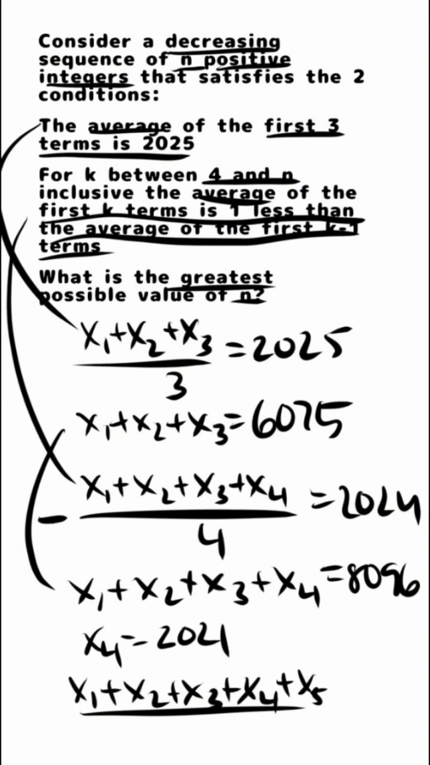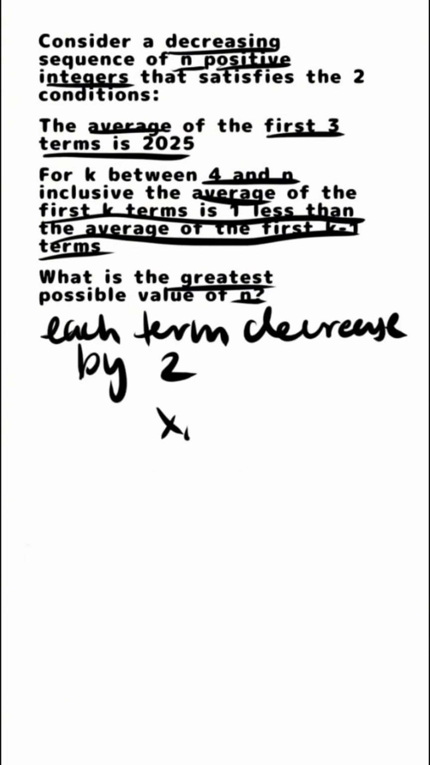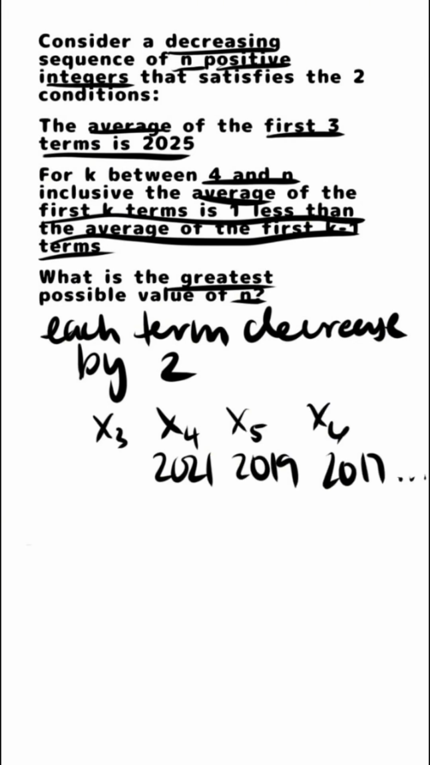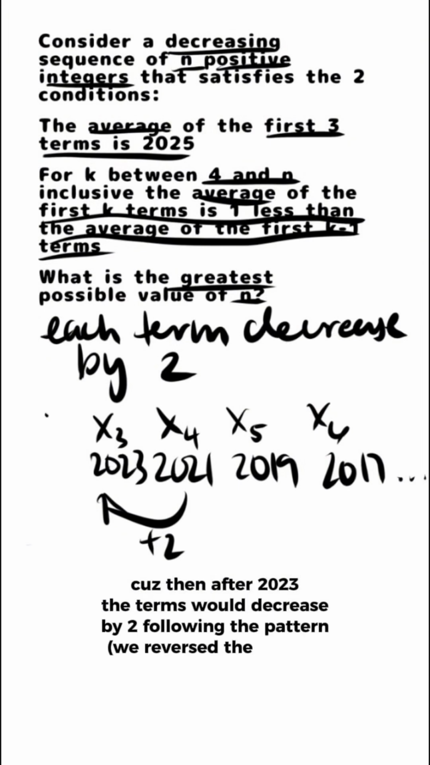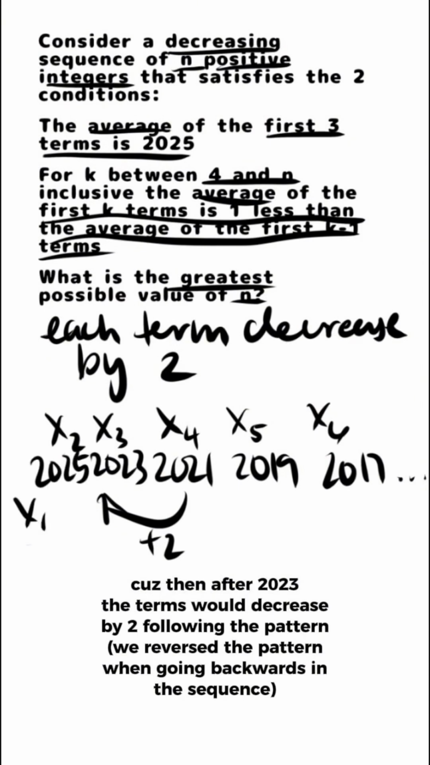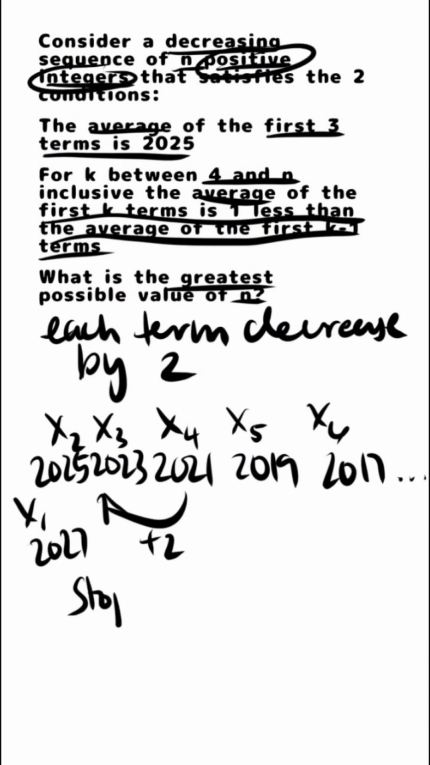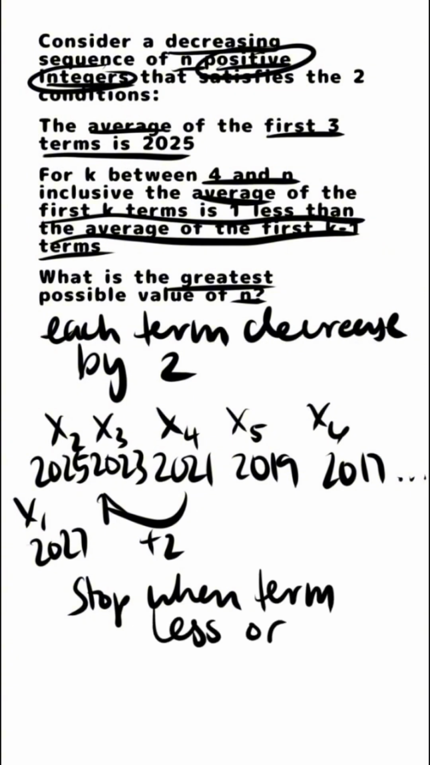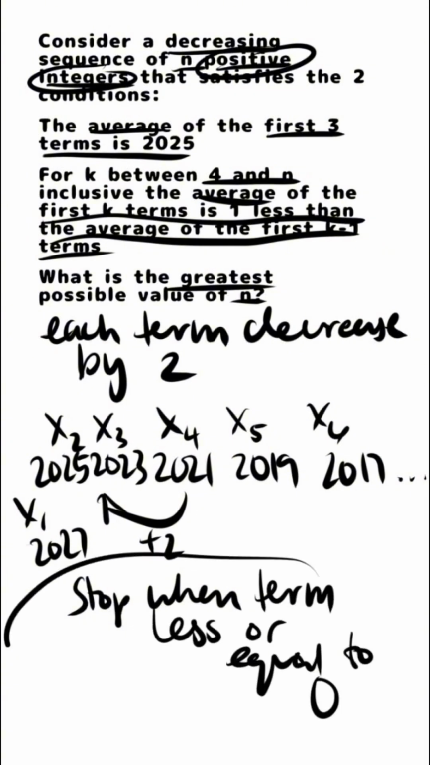Then subtracting this from the first equation, we get x4 equals 2021, then plugging k equals 5 into the second condition and doing the same thing, we get x5 equals 2019. In general, the following terms of the sequence are 2 less than the previous one, so if x4 is 2021, likewise, x3 is 2023, x2 is 2025, and x1 is 2027. Now we have to stop the sequence once its terms become less than or equal to 0 because then it isn't a sequence of positive integers anymore.